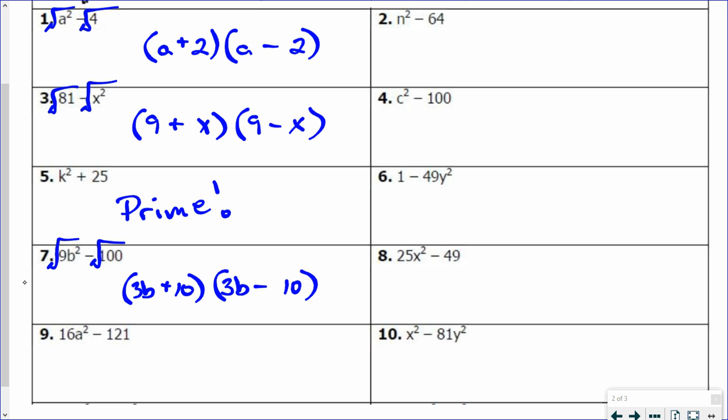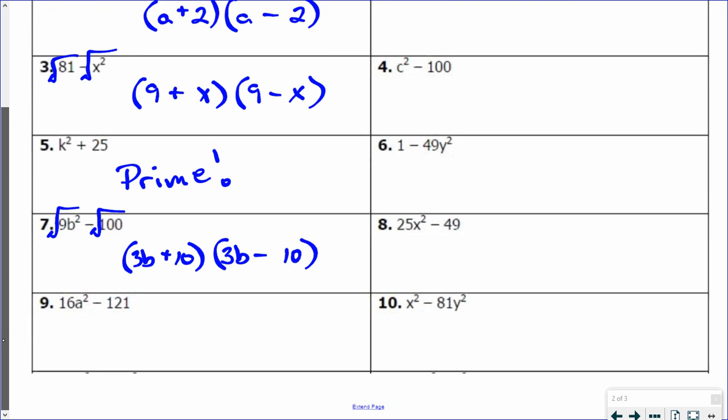All right. So number 9. Let me just set this up real quick. Plus sign, minus sign. Square root of 16 is 4. The square root of a squared is a, so it's 4a. 4a times 4a is 16a squared. Square root of 121 is 11. So I got 4a plus 11 times 4a minus 11.